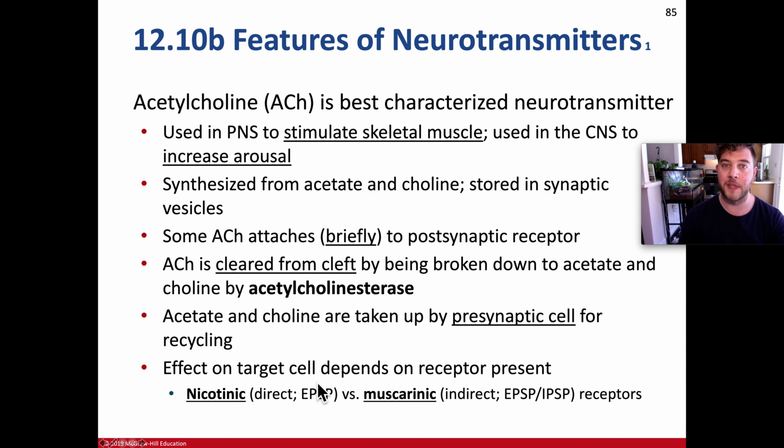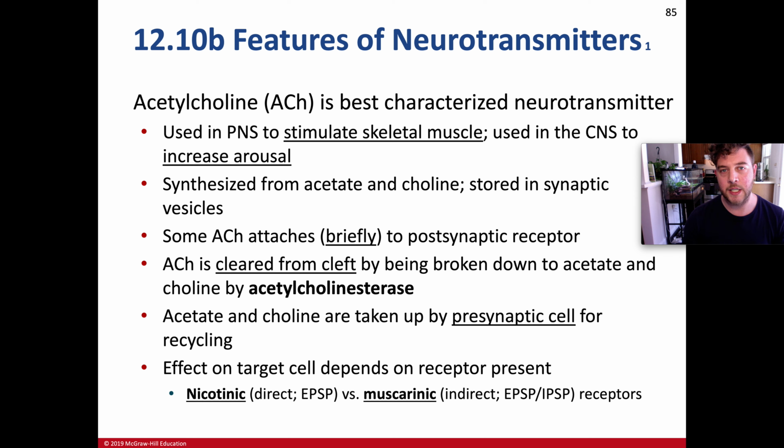The effect on the target cell depends on its receptor. You hear a lot about nicotinic and muscarinic receptors in reference to acetylcholine. A nicotinic receptor is going to have a direct binding to acetylcholine, and it will always be an excitatory postsynaptic potential. It will always induce an EPSP. So if acetylcholine is released from a presynaptic neuron, binds directly to a postsynaptic neuron, and exhibits an EPSP, then that is a nicotinic receptor.